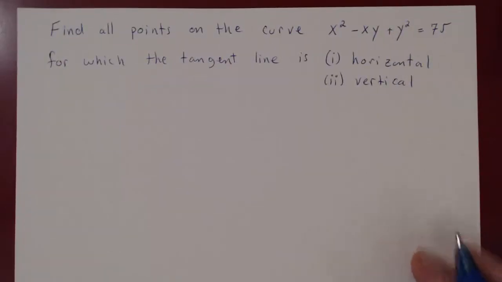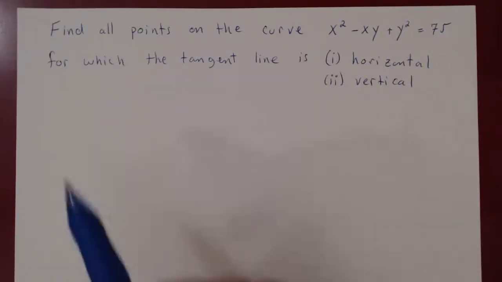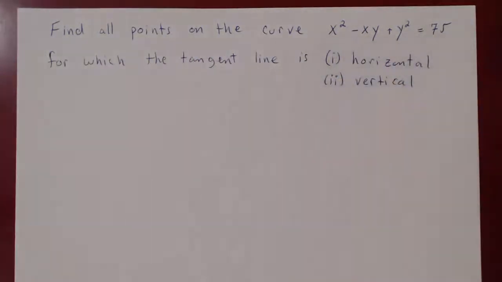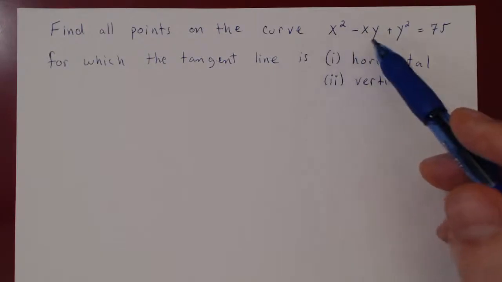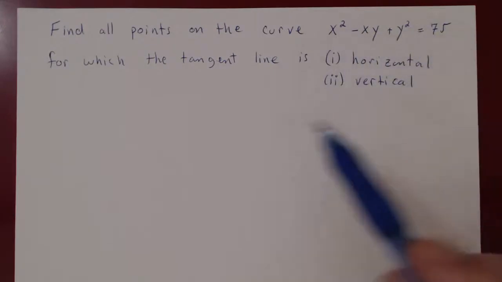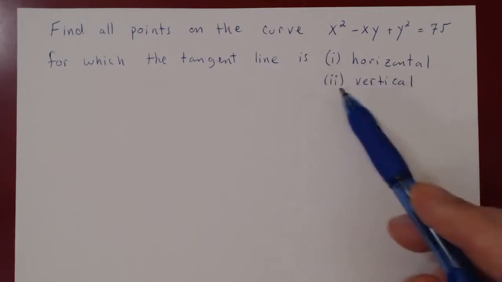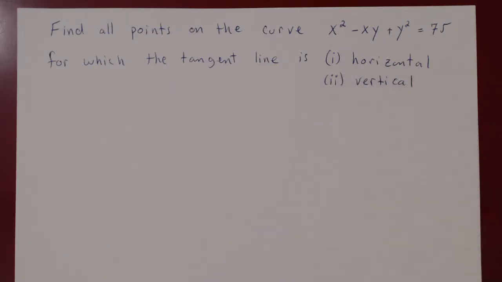Okay, so in this video, we'll consider the following problem. We want to find all points on the curve given by this equation, x squared minus xy plus y squared equals 75, for which the tangent line is 1. horizontal, 2. vertical.